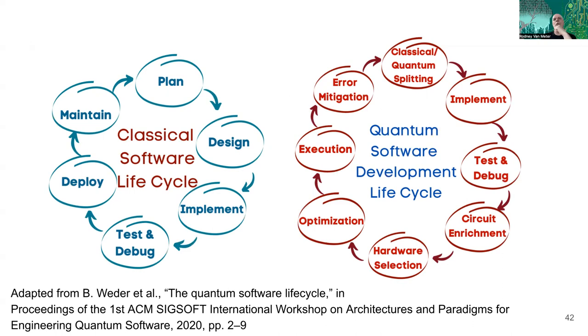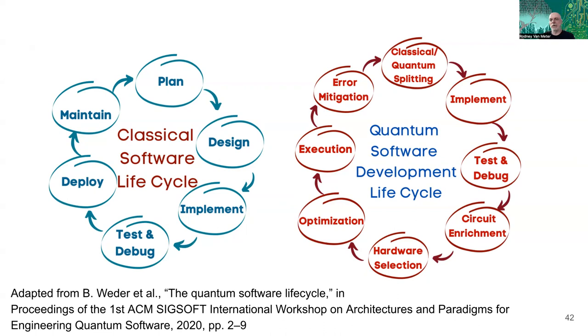This is adapted from a paper by some other researchers cited there at the bottom. On the left-hand side, you can see essentially the classical software life cycle, where you begin with planning and design, and then you implement and you test and you debug and you deploy and you maintain, and you go around the cycle and progressively iterating as you go.